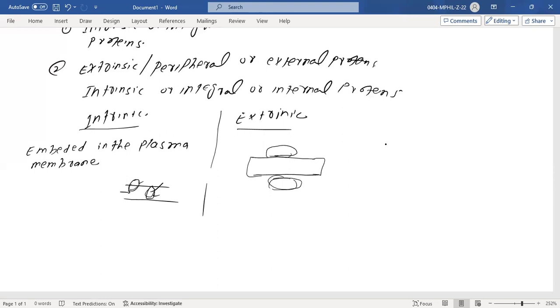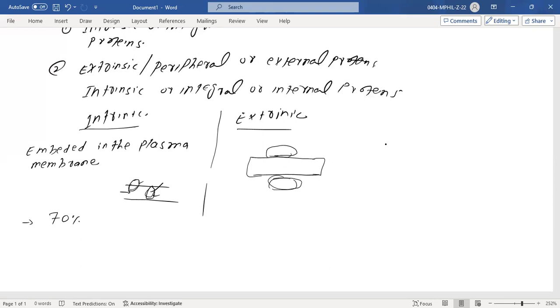So the next character that we can also use to differentiate these two types of proteins is that intrinsic proteins constitute 70% of the total membrane proteins. It means that about 70% of the membrane proteins are intrinsic proteins.